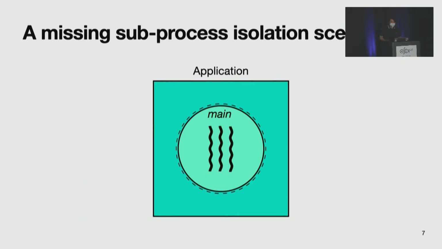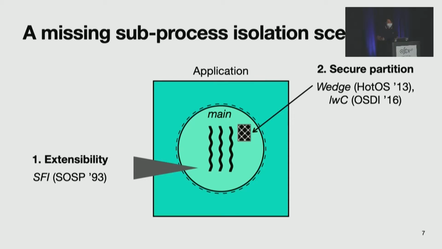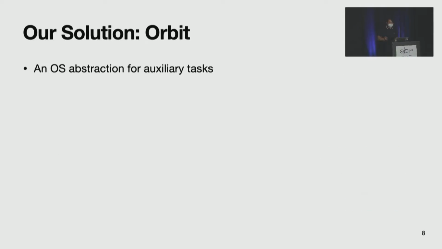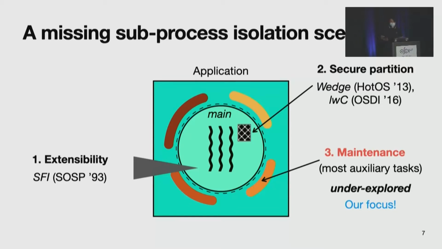Providing sub-process isolation is not new. However, the existing solutions primarily focus on two scenarios. Solutions like SFI target extensibility, such as executing browser extensions. Other solutions like lightweight context focus on secure partition, such as executing key signing functions. But there's a third category that is underexplored, which is maintenance. Those tasks are trusted developer code. They are highly interactive and may also alter the main program state.